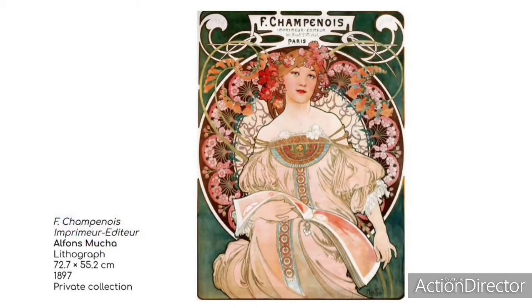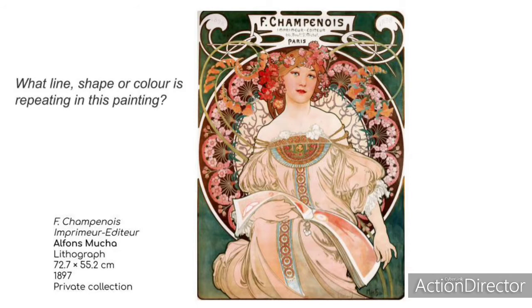This piece of art is called F. Champenois, Imprimeur, Éditeur. It is by Alphonse Mucha. It's a lithograph created in 1897. So what line, shape, or color is repeating in this painting? Look closely, see what patterns you can find. Some of these patterns create amazing effects that you may not think of as a pattern.